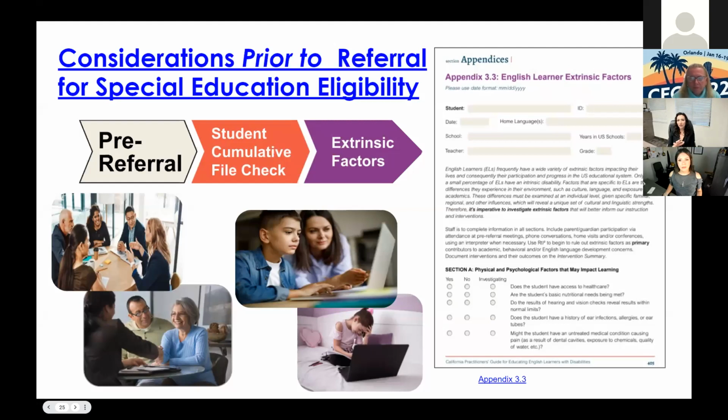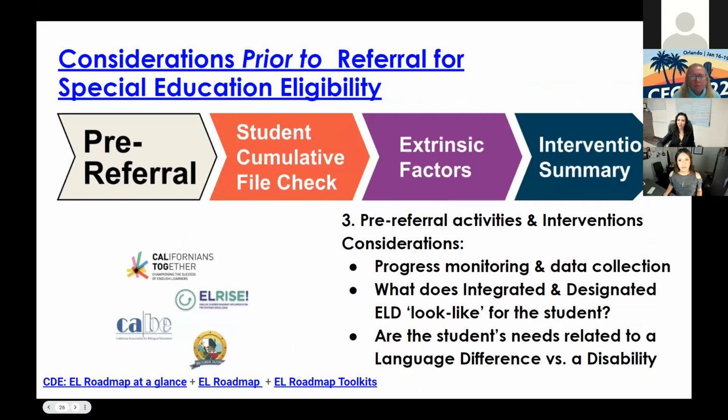And again, all of the resources in the Practitioner's Guide are free for use for all in California as you work again to identify what may be the impacts for learning, the needs of our students prior to the referral for special education eligibility. So with that, there are some additional resources that your respective school districts, school sites, county offices, and SELPAs may also be working together and in conjunction, again, to leverage the skills, the expertise in the field of special educators and EL specialists.